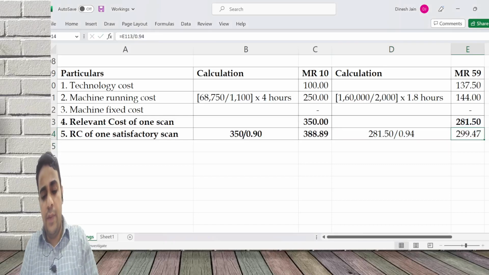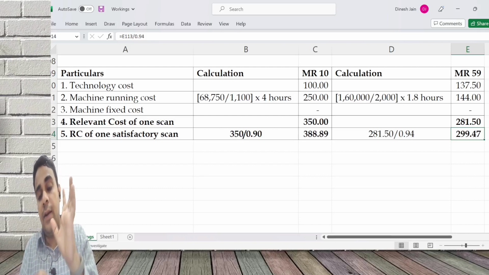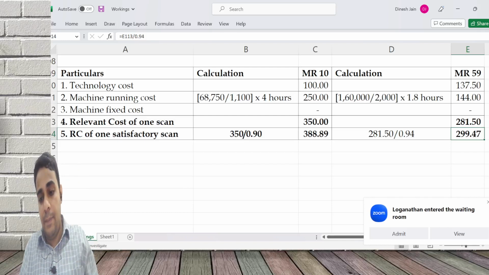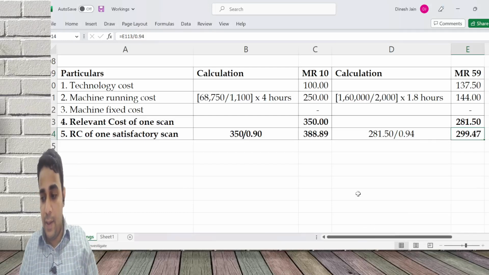I'll obviously go ahead with MR59 because the relevant cost of one scan is lower as compared to MR10. MR10 is some 389 rupees and this is only some 300 rupees. So MR59 is obviously better than MR10. Clear?